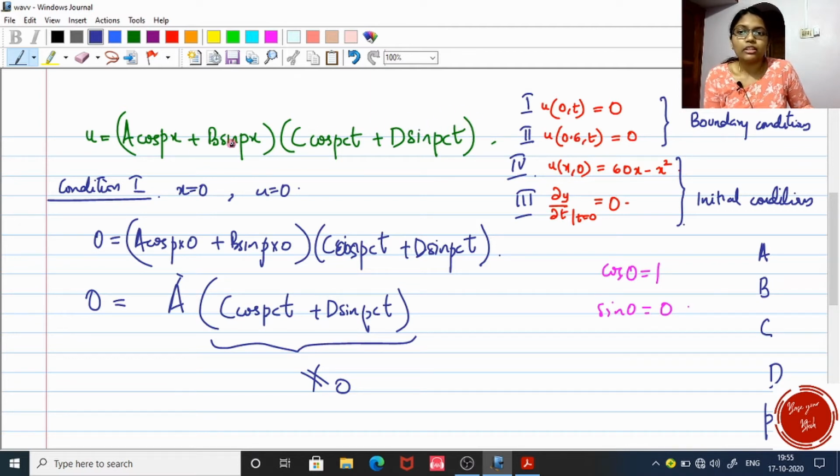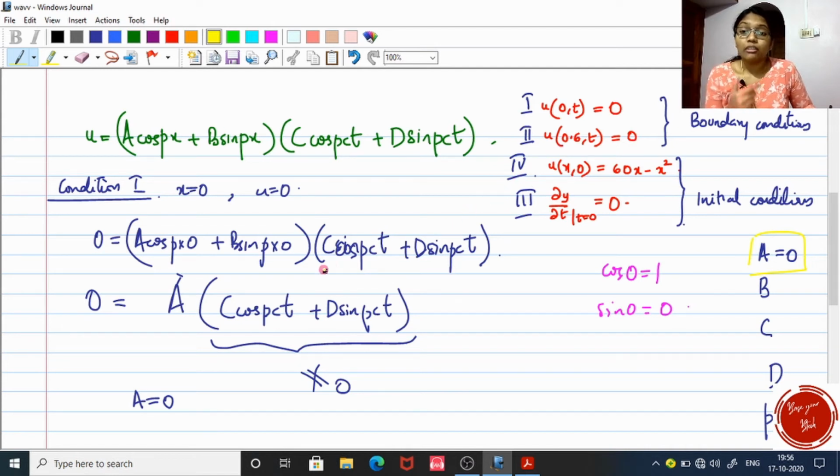If this was 0, then there is no point in the existence of u, isn't it? So this complete bracket cannot be 0. Then the only option is a equal to 0. So one variable is ready, that a is equal to 0. And next, let us put the condition number 2.